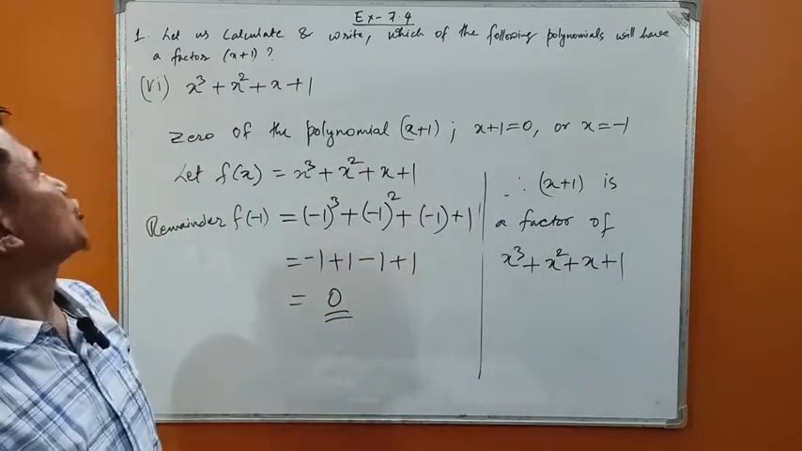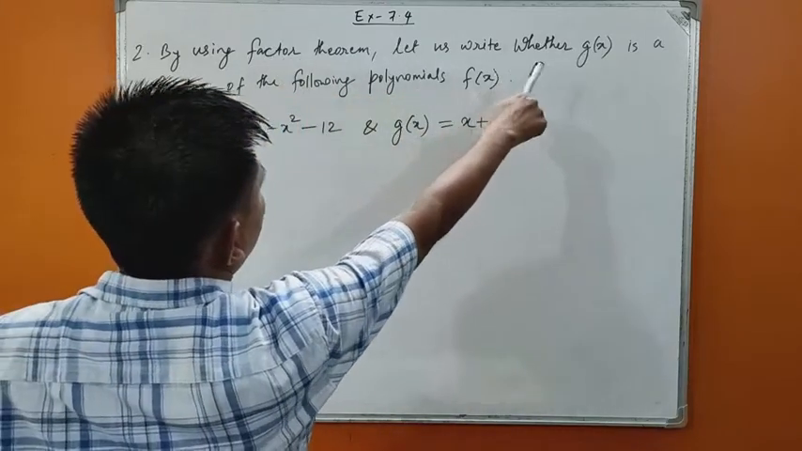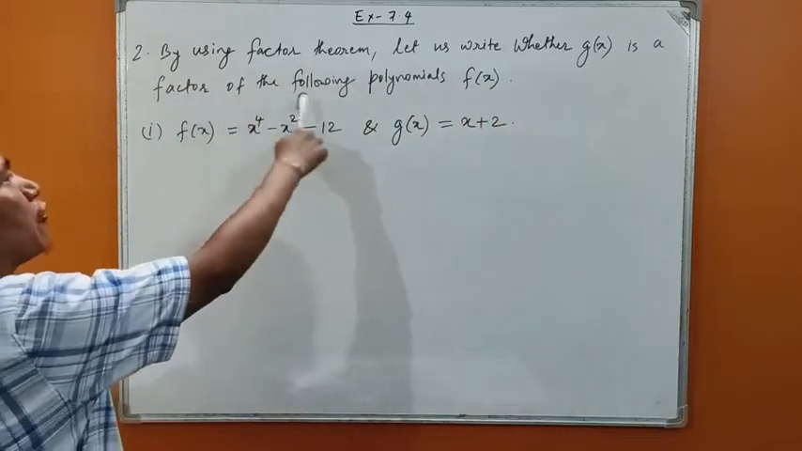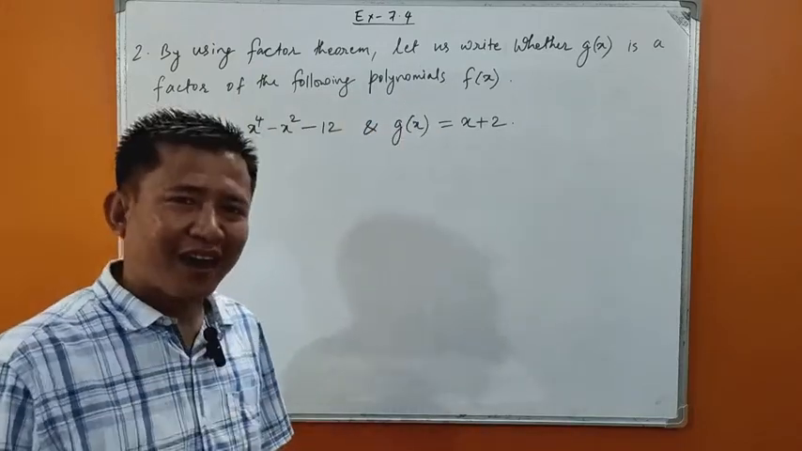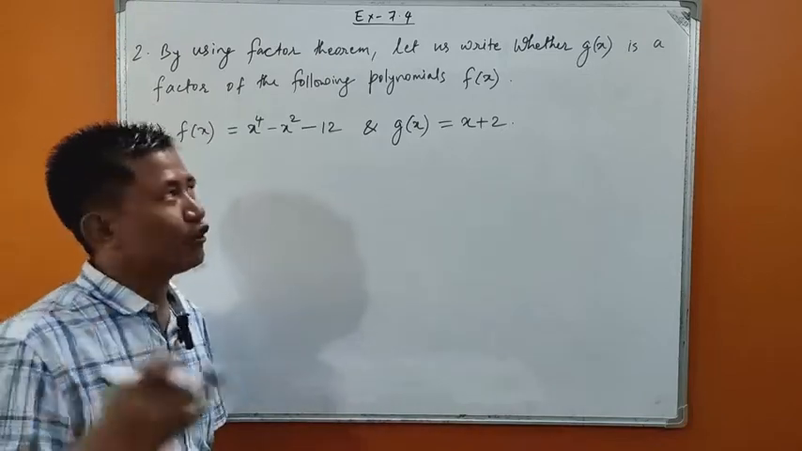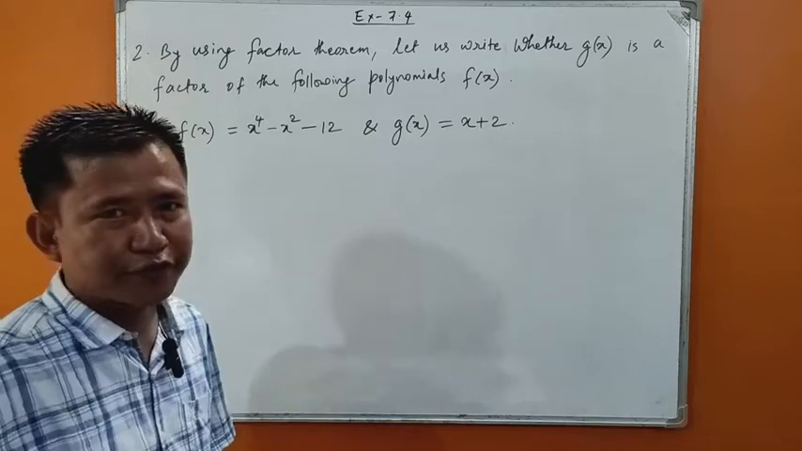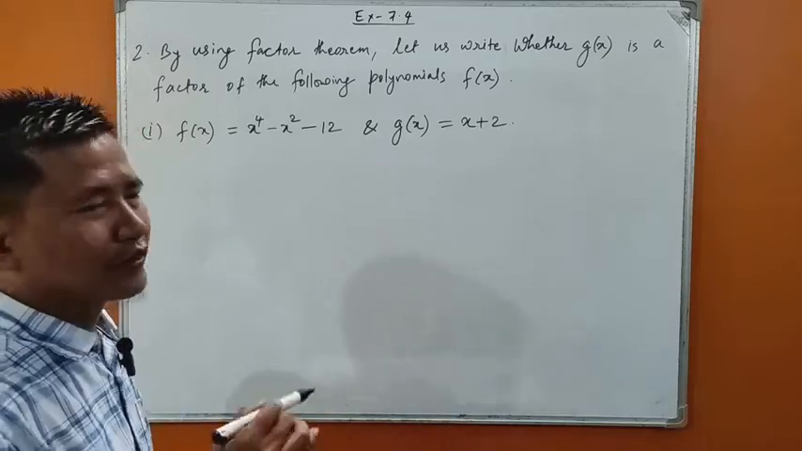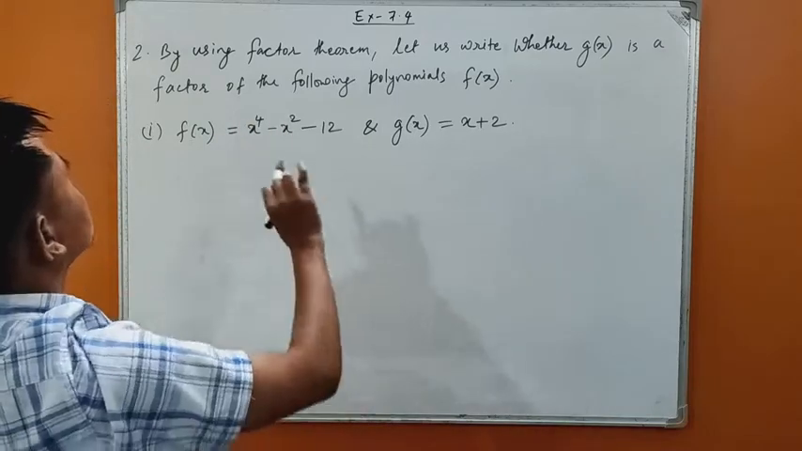Now let's go for question number 2. Okay. By using factor theorem, let us write whether gx is a factor of the following polynomials fx. We have already completed the factor theorem and the remainder theorem as well. Please find the playlist and check out all the exercises from exercise 7.1 to exercise 7.4. You can find everything in the playlist. Now let's go for question number 2.